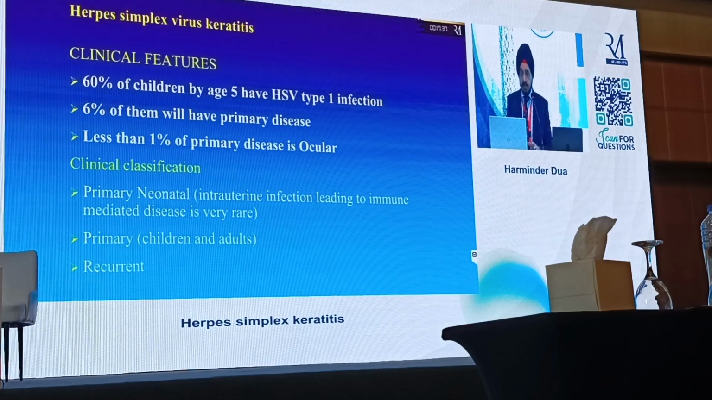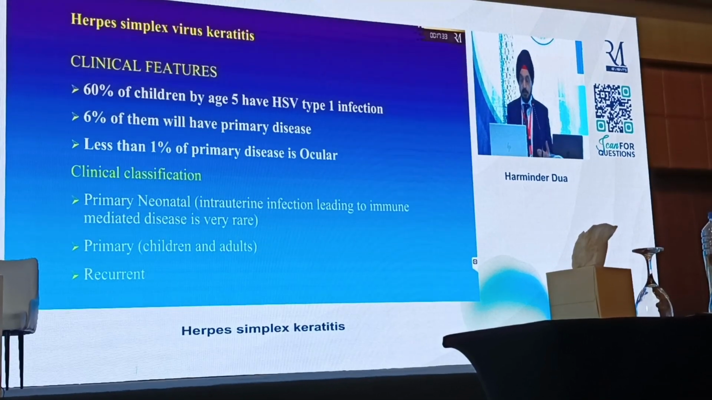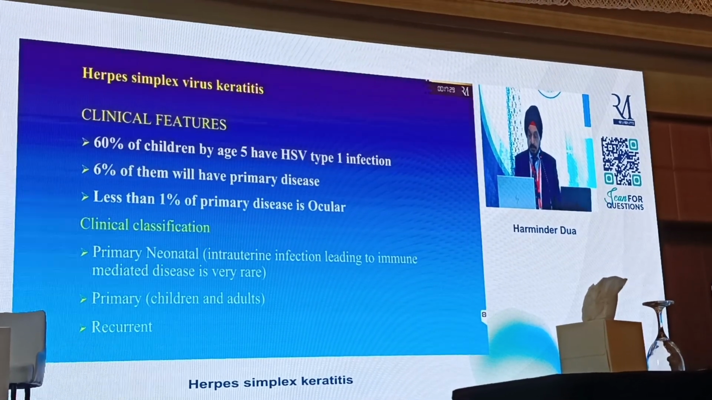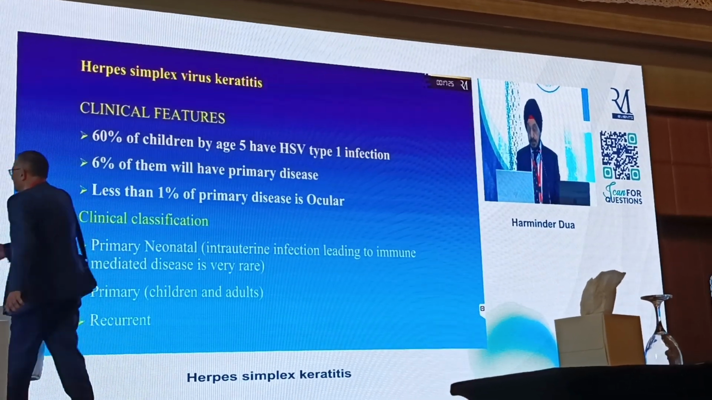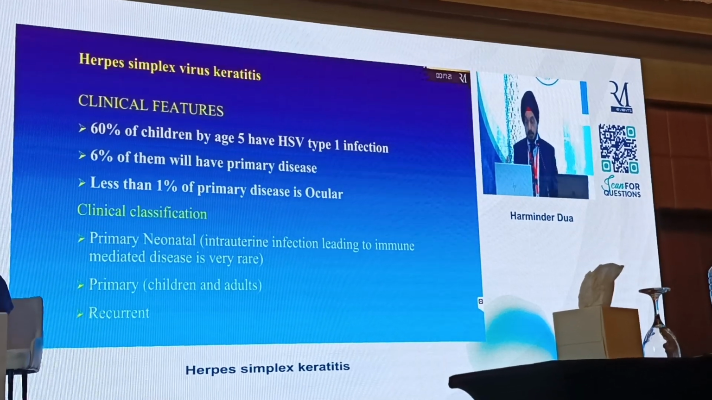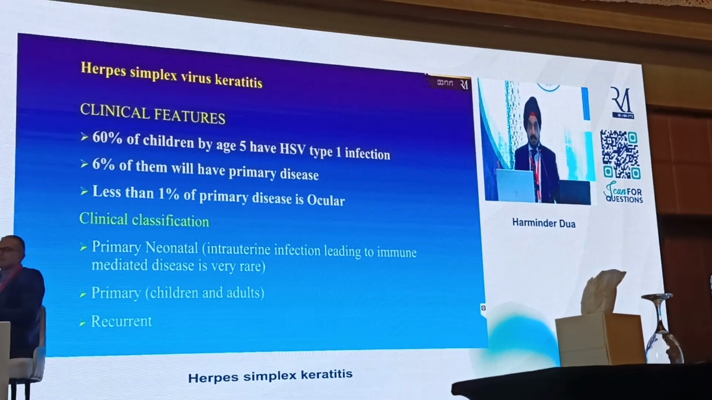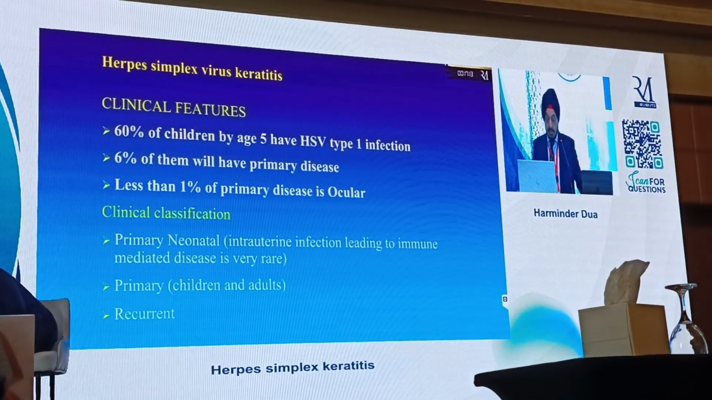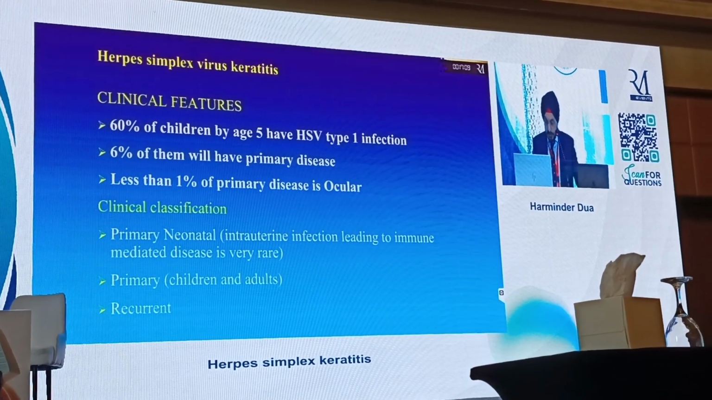Herpes infection is ubiquitous. It affects most of us. You've got the infection, and seroconversion occurs earlier in life. 6% of the people who are infected will develop the primary disease, and only 1% of them it will be ocular. So it's a small number of the total, but because the numbers are so large, it is the commonest infective condition in the Western world. And the clinical presentations are of those three types listed over here.